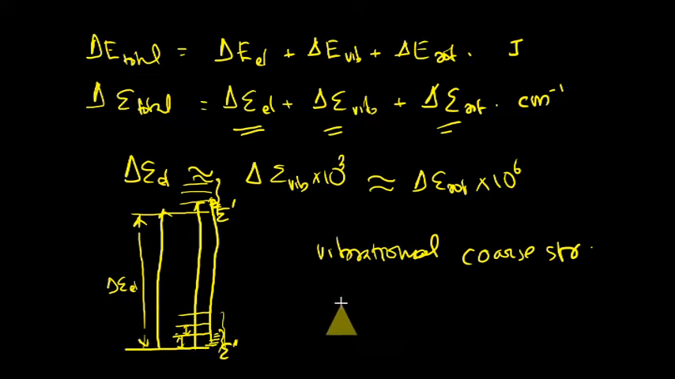And now each vibrational transition will be split into a number of rotational transitions, right? Because when there is a particular vibrational transition, accompanying that vibrational transition there will be a number of rotational transitions possible. So such a fine structure is called a rotational fine structure.